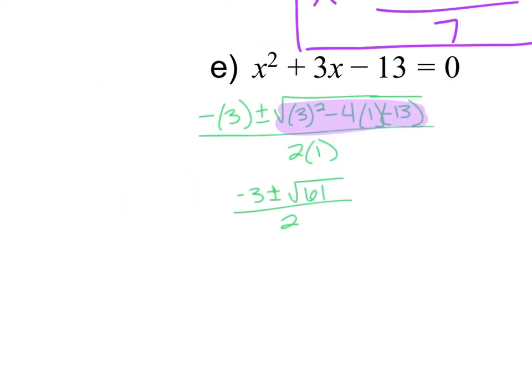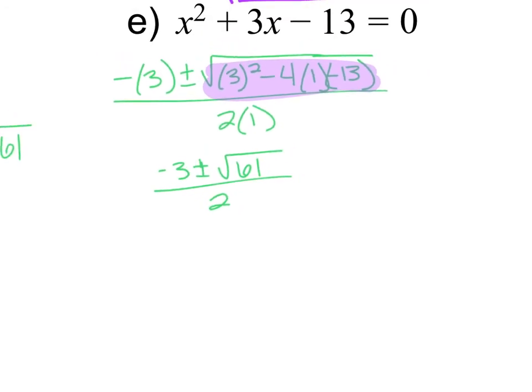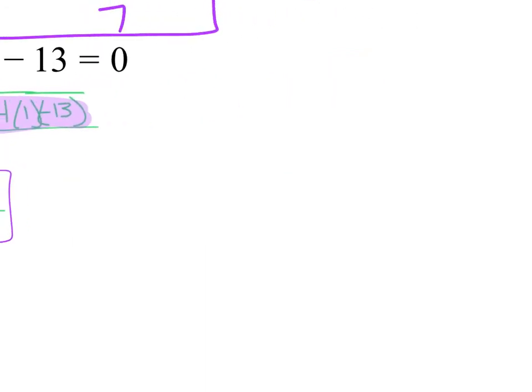Can you simplify the square root of 61? I don't believe so. I think 61 is prime. So we are finished. That is it. This is your answer because you can't simplify it any farther. There's no number out front of 61, so that is all she wrote, folks. Okay, next one, letter F.